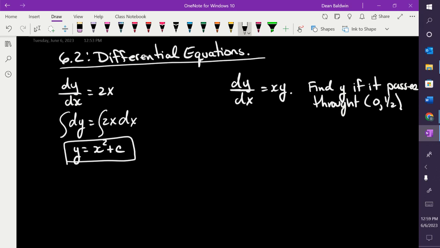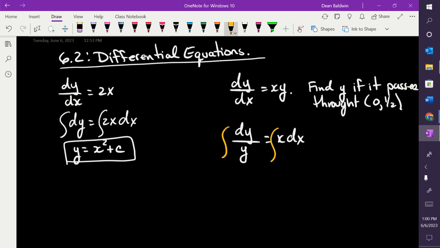Get all your y's on one side, your x's on the other. Okay, so if I divide off the y and multiply up the dx, I'm going to get dy over y is equal to x dx. So what operation am I going to do now? Integration. Right, because I'm trying to get rid of the dy's and the dx's.